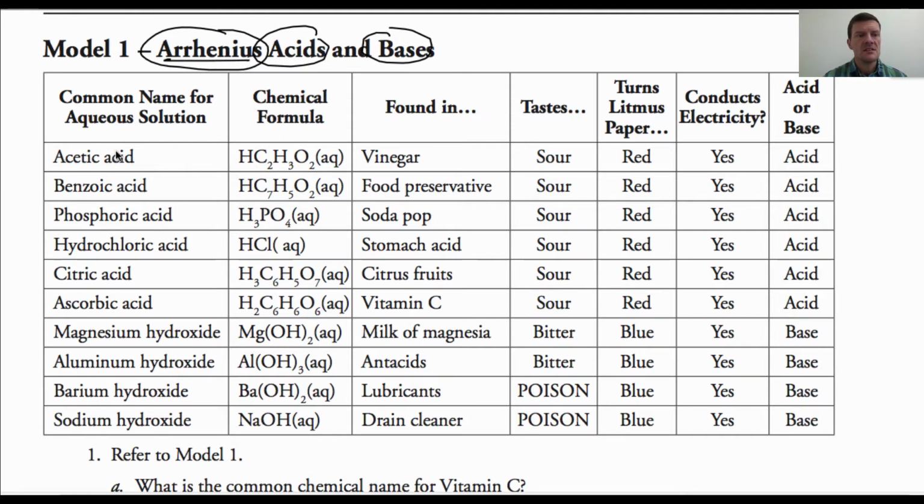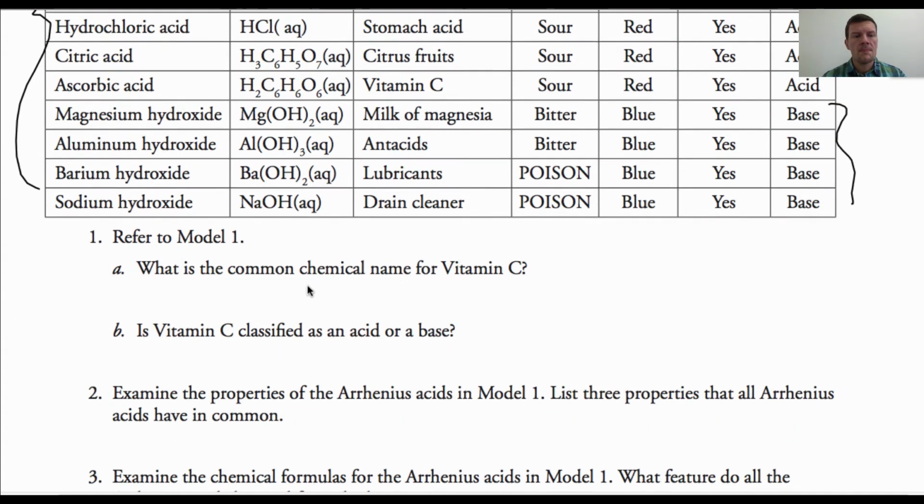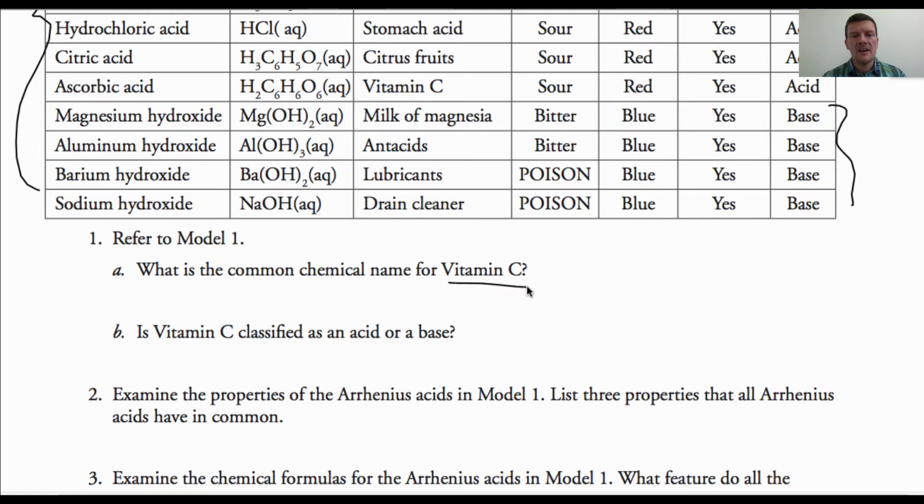Here are some common acids and bases, their chemical formula, where they may be found, how they taste, what they do with litmus paper. Litmus paper is simply paper that is coated with indicator, a kind of chemical that is going to change colors depending on how acidic or how basic that solution is. Does it conduct electricity, and is it an acid or base? We're kind of testing these different solutions over here and then determining if they are an acid or if they are a base. What is the common chemical name for vitamin C?